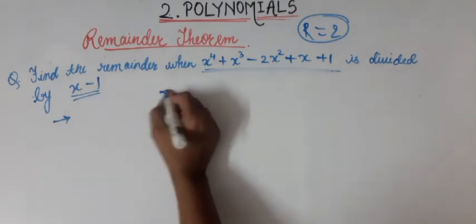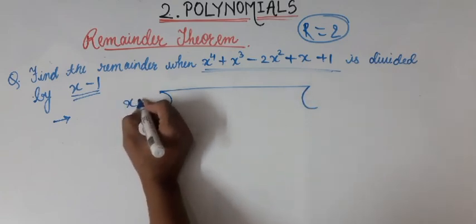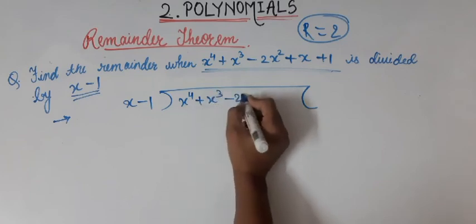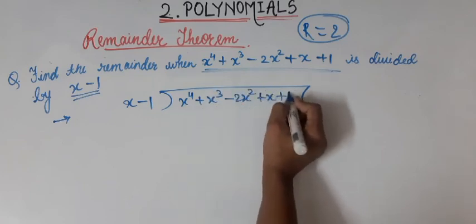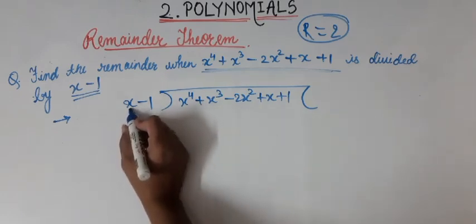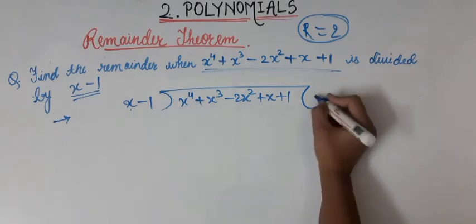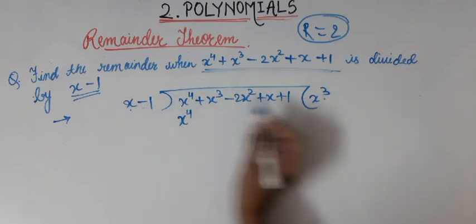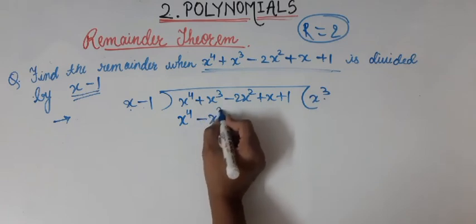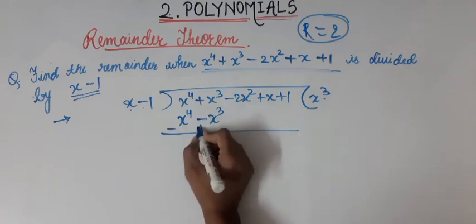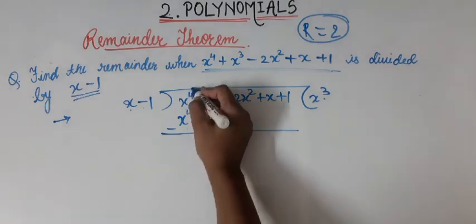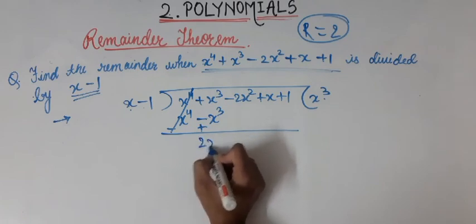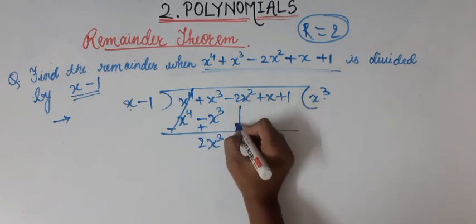So now divide. Your divisor is x minus 1, dividend is x raised to 4 plus x cube minus 2x square plus x plus 1. With what should I multiply x so that I will get x raised to 4? That is x cube. So x into x cube, x raised to 4. Minus 1 into x cube, minus x cube. Change the signs. Plus x raised to 4 minus x raised to 4 cancel. X cube plus x cube, what you will get? 2x cube.